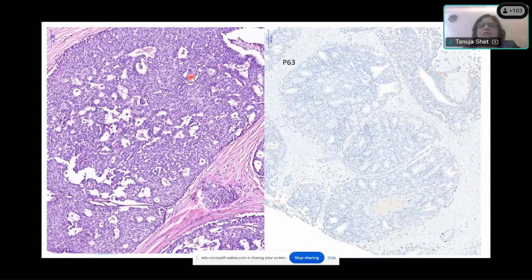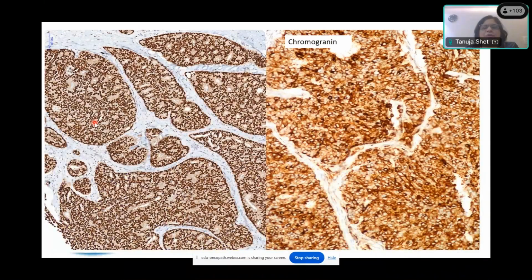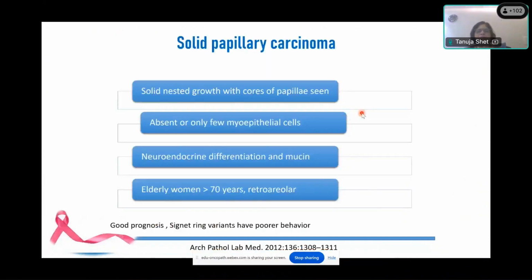It's solid papillary carcinoma. All I have to do is do P63 and SMMHC to show that there are no myoepithelial cells in this lesion. I call it solid papillary intraductal variant. And of course, one of the tricky things is this is very strongly ER positive and it shows chromogranin staining as well. So solid papillary carcinoma is defined by a solid papillary growth pattern, absence or very few myoepithelial cells, neuroendocrine differentiation, and is usually seen in elderly women more than 70, though in India, I see even young women with this cancer. Because remember, when you talk about age, biological age also has to be considered.